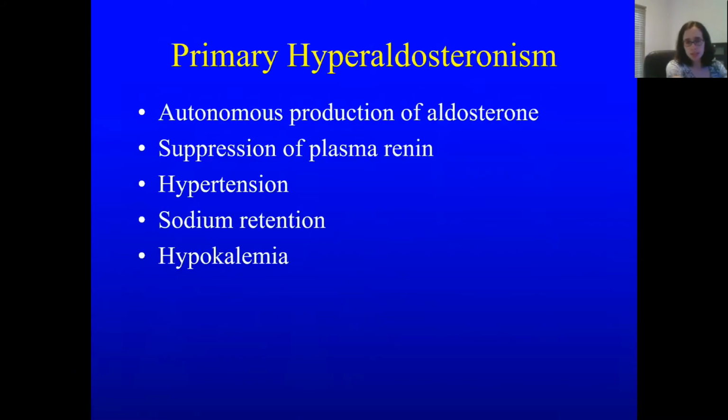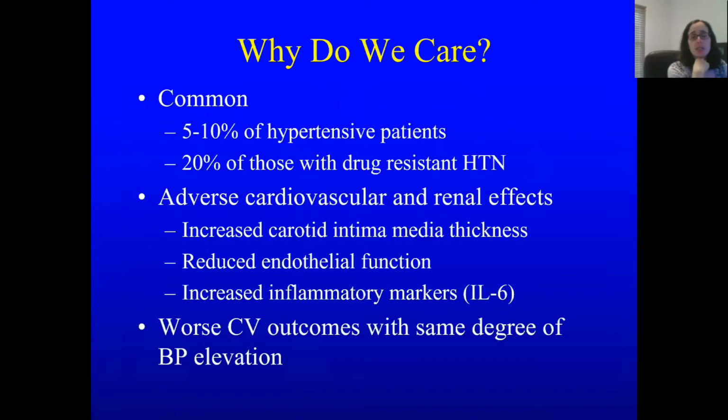Okay, so this gentleman had primary hyperaldosteronism, and this is, as we discussed before, autonomous production of aldosterone, which leads to suppression of plasma renin, and it leads to sodium retention, salt in, potassium out, hypokalemia, and hypertension. Why do we care? This is actually really common and really underdiagnosed. 5 to 10% of hypertensive patients actually have this condition, and 20% of those patients with drug-resistant hypertension have hyperaldosteronism. So we need to think about testing more people for this.